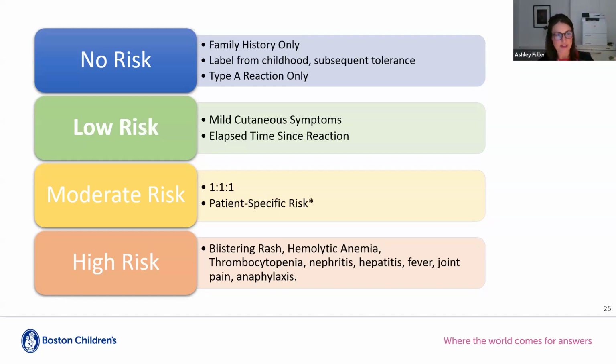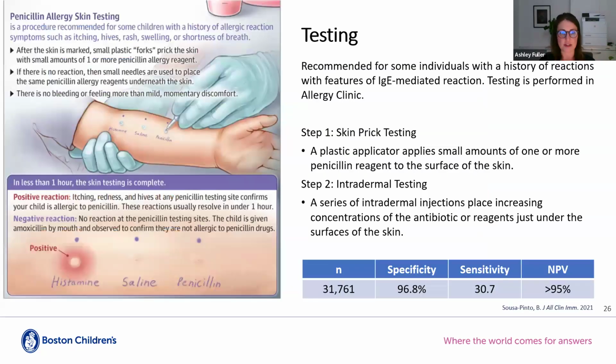Once patients are risk stratified, then the decision is, where do we go next? And there are a few options. For those patients at moderate risk of reaction, we typically will do some form of testing first. Skin testing is typically done prior to an oral challenge, and this is typically done in an allergy clinic, although there are kits available for use in other healthcare settings as well.